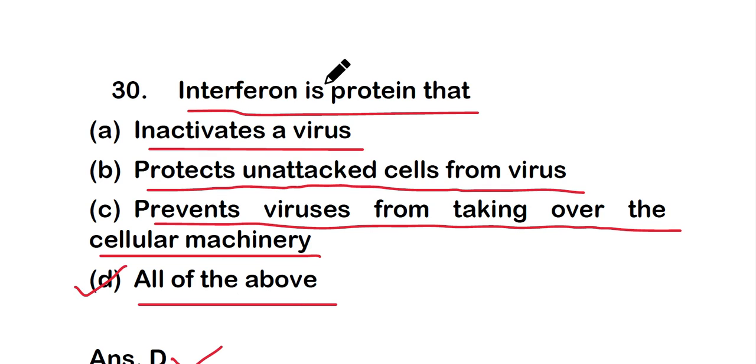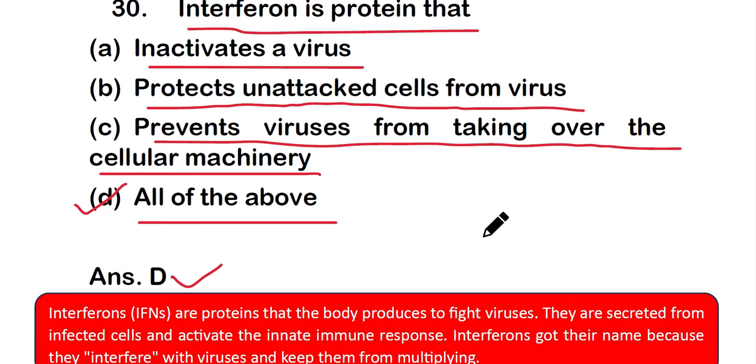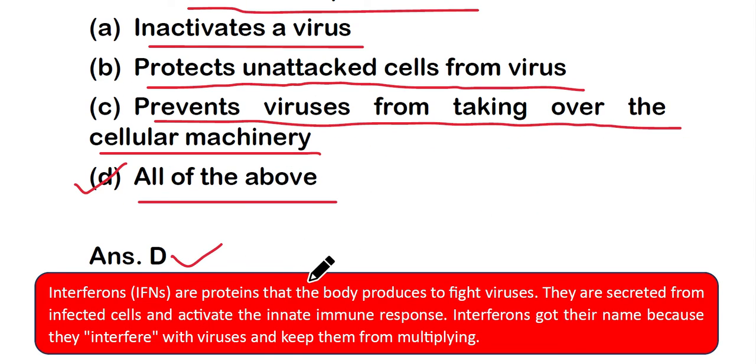So interferon is a protein that inactivates a virus, protects unattacked cells from virus, and prevents viruses from taking over the cellular machinery. So all are correct about the interferons. These interferons are proteins that the body produces to fight against viruses. They are secreted from infected cells and activate the innate immune response. They got their name because they interfere with viruses and keep them from multiplying.